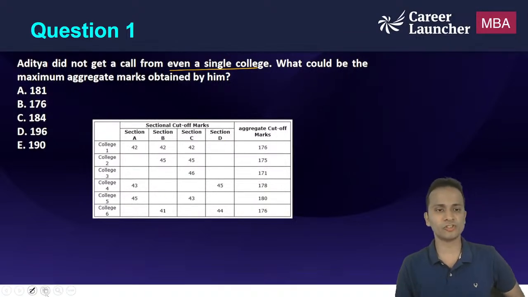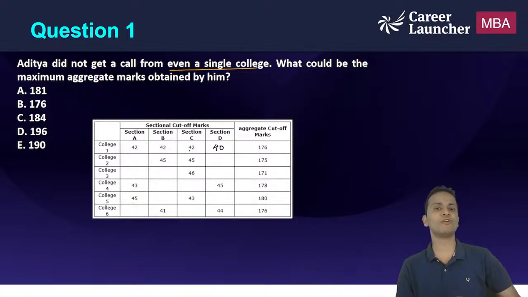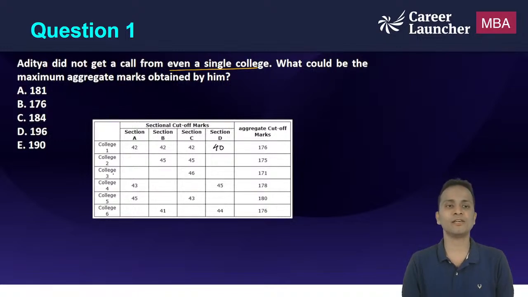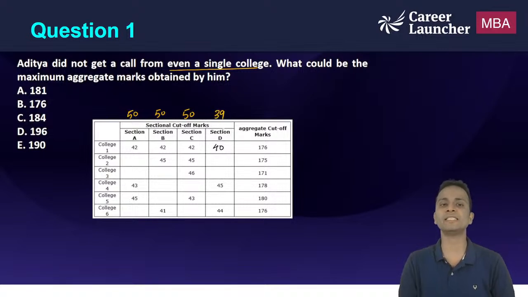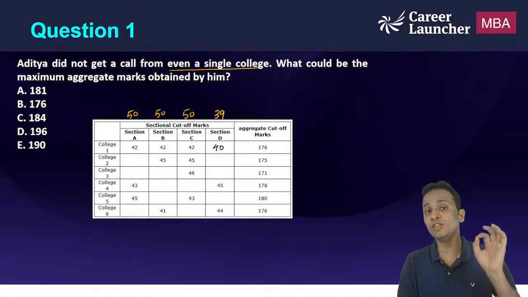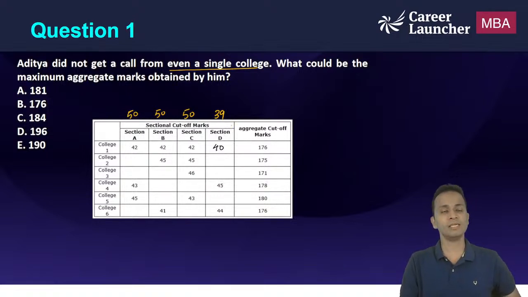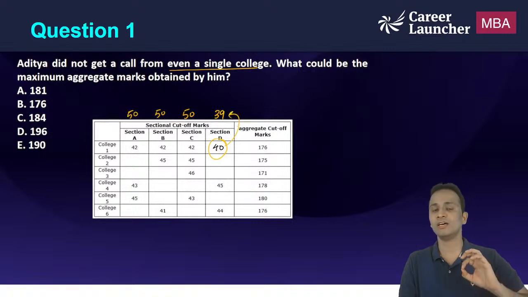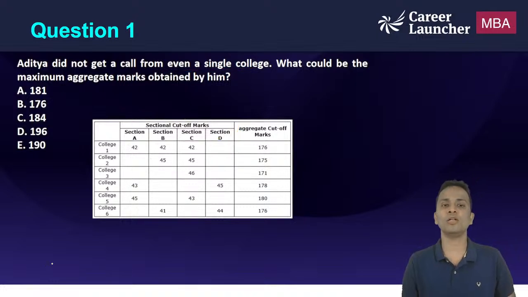I can give you one more illustration. Let's say college 1 again. These are the cutoffs: 40, 40, 40, 42. Okay. Now let's say a person gets 50 marks in section A. Okay. 50 out of 50 in section A, 50 out of 50 in section B, 50 out of 50 in section C, but 39 in section D. So this person will not get a call from college 1.